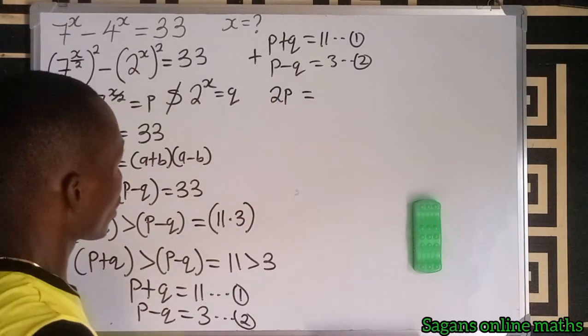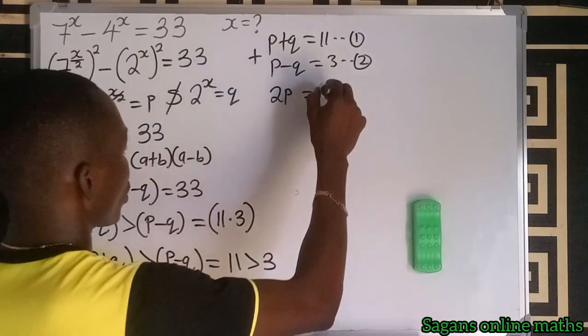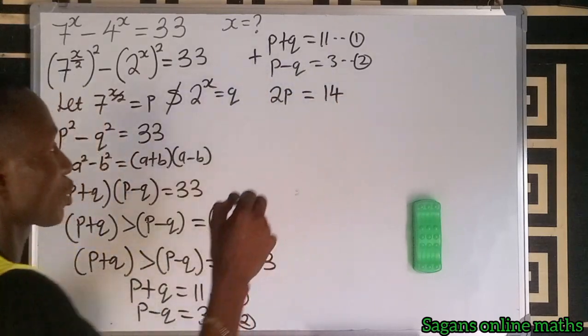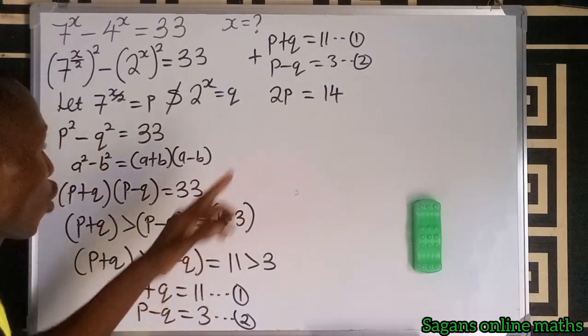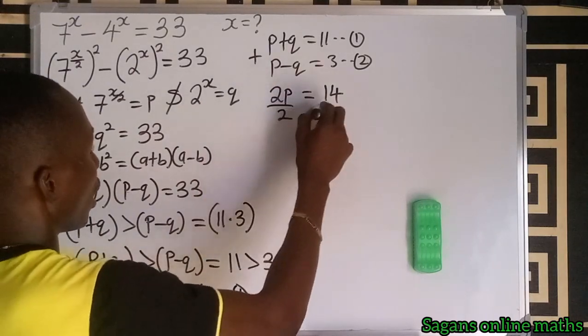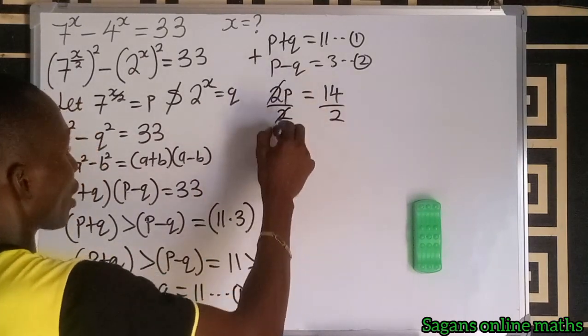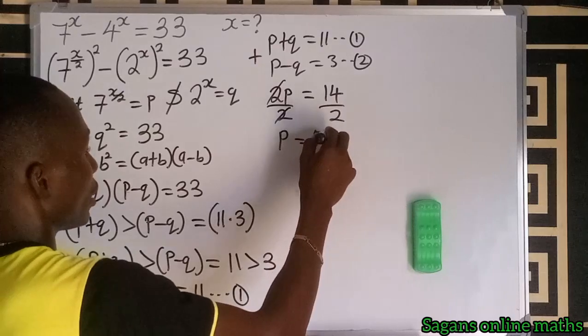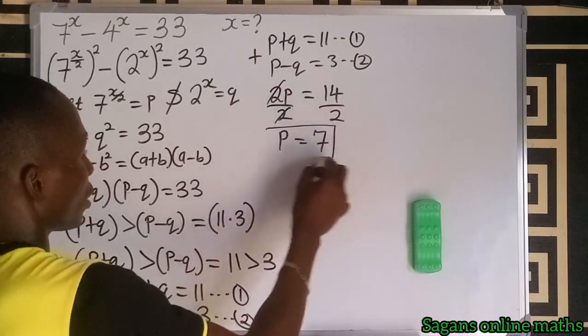It was 14, right? So this will give us 14, because 11 plus 3 is 14. So for us to have p, let's divide both sides by 2. If you divide here by 2 and here by 2, the 2 goes away, so our p is equal to 7. This is the value of p.